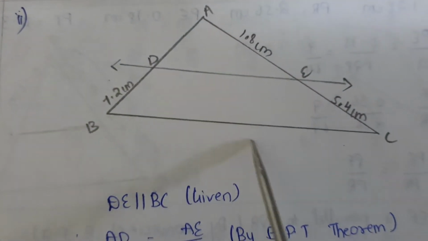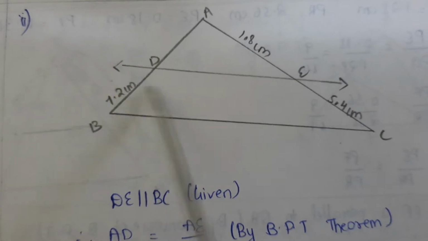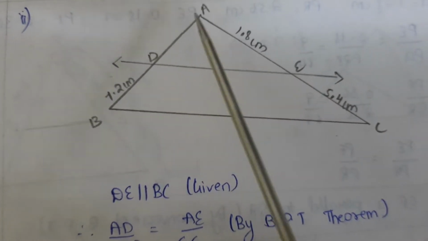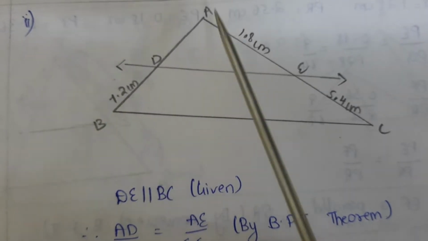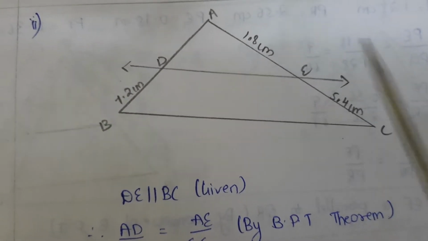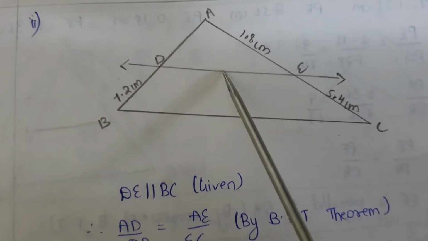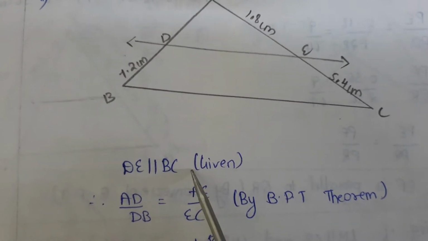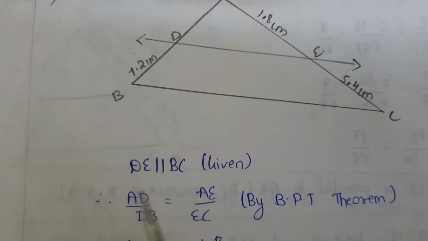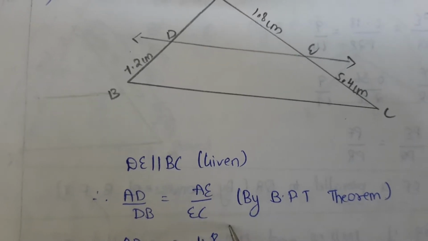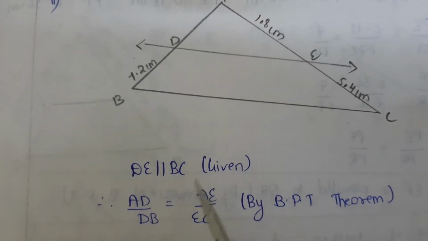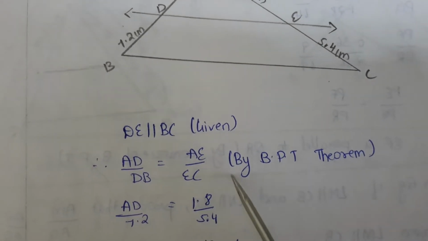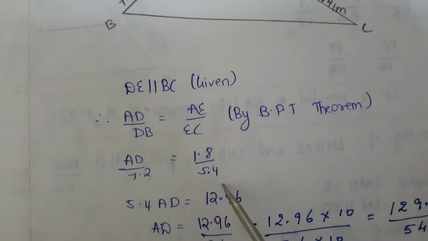The second figure is ABC is the triangle, same way DE is parallel to BC. Here AD is not given, DB is given, AE is given, EC is given. So let us find the value of AD. You know very well the condition given is DE is parallel to BC. So according to the BPT theorem, AD by DB is equal to AE by EC. Substituting these values in this, we get AD by 7.2 is equal to 1.8 by 5.4.